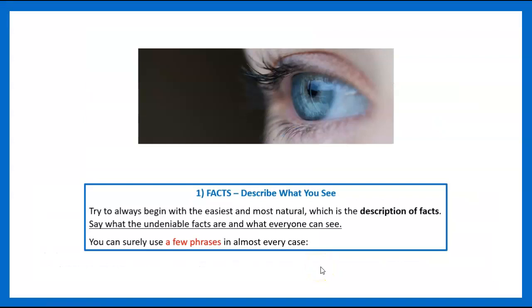The first phase would be facts. Describe what you see. Try to always begin with a description of facts. You know, the easiest and the most natural thing are the undeniable facts, that what everyone can see and yourself. You could use a few phrases in almost every case.